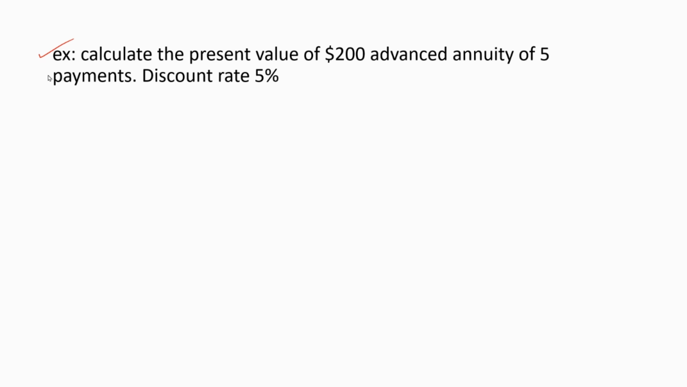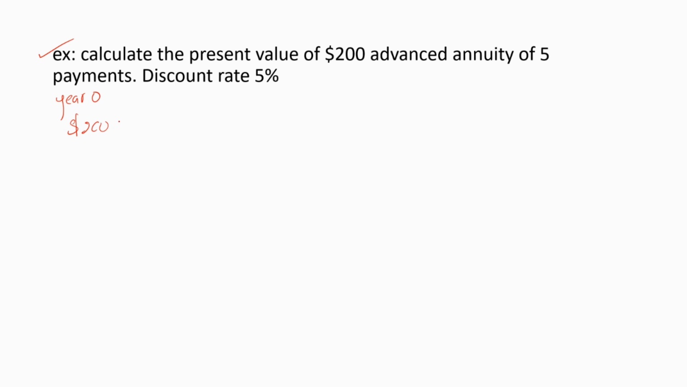Each has a value of $200 and the discount rate is 5%. We have to calculate the present value. As now we know, under advanced annuity, there will be a cash flow at year 0. So, year 0, there will be a cash flow of 200.